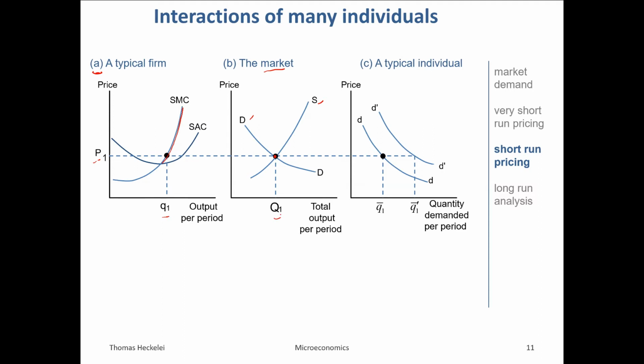And on the right-hand side, panel C is for a typical individual, or more precisely, a typical demander, the buyer of the market. Anyhow, this is the demand curve of this demander. It's a typical average demander, so to say, who's demanding Q1 bar product at this market price, P1. So the market is at its equilibrium at the moment.